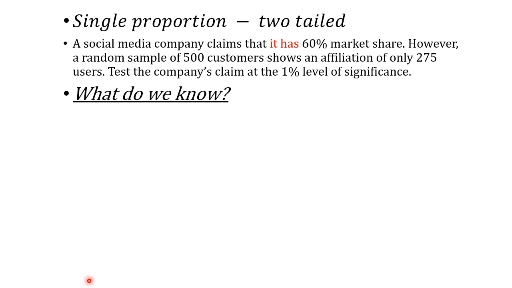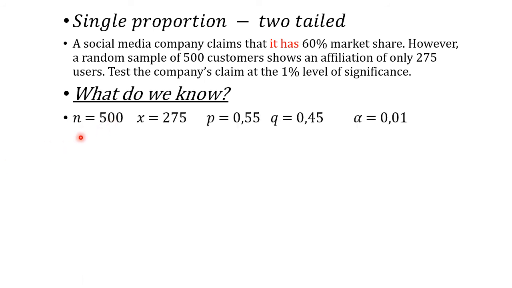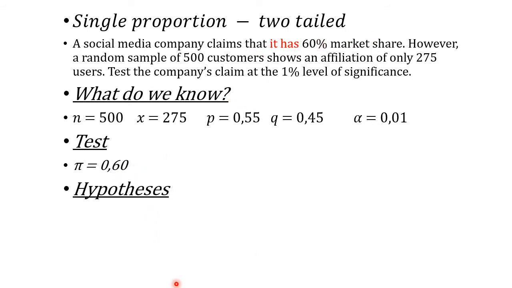So what do we know? N is equal to 500, X is equal to 275. To get our P, it's 275 divided by 500, and Q is 0.45, a significance level of 1%. So what is the test about? We are testing if the proportion is equal to 0.60. That's what we are testing.